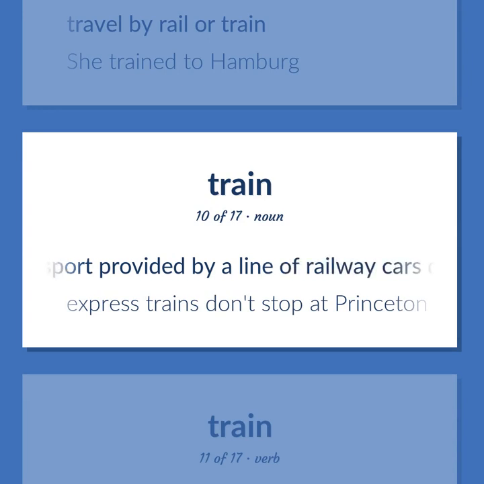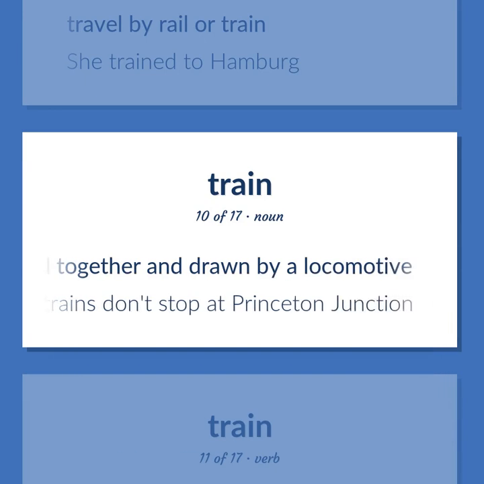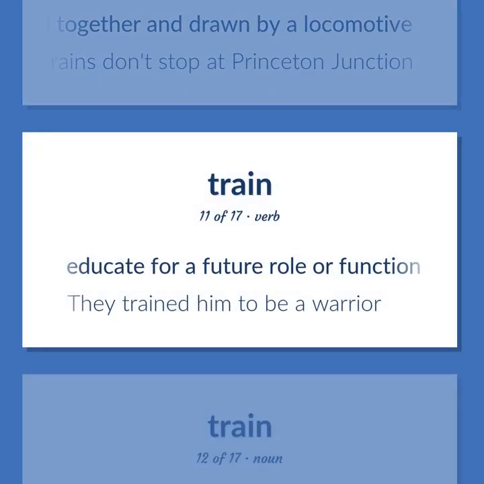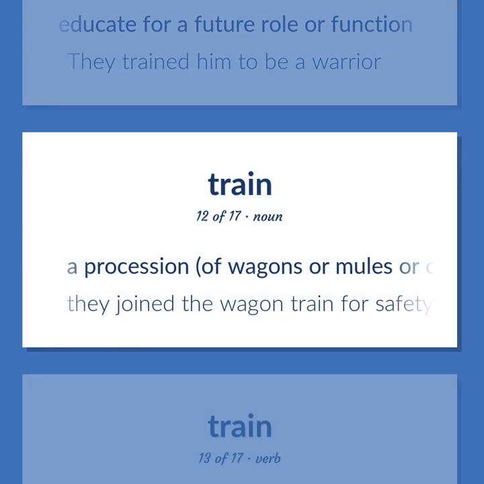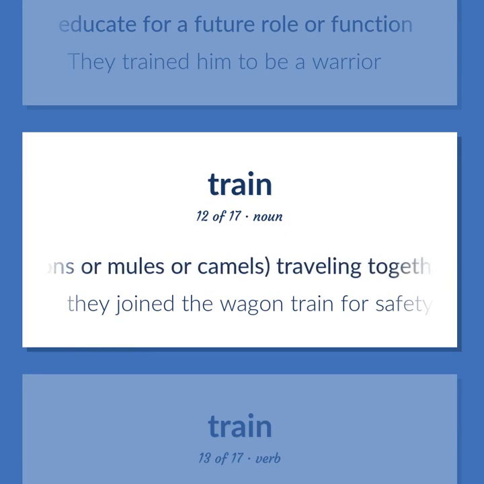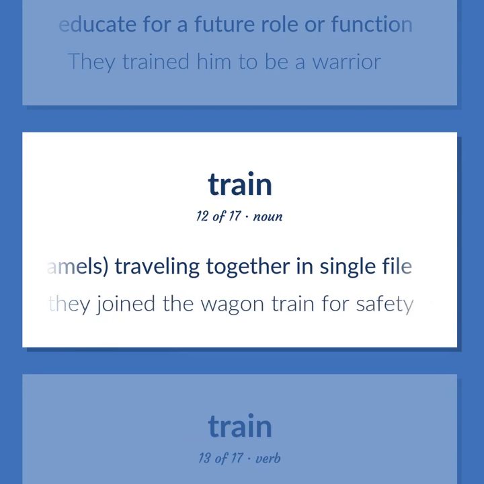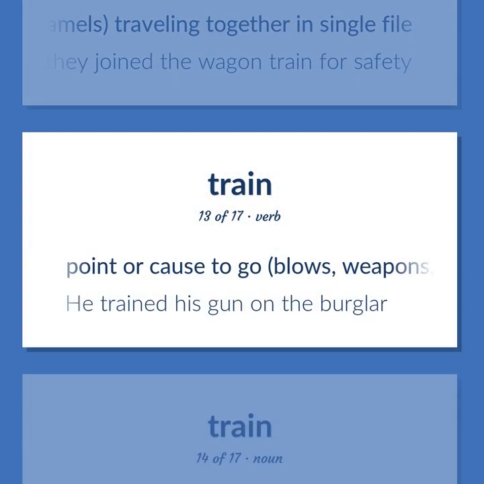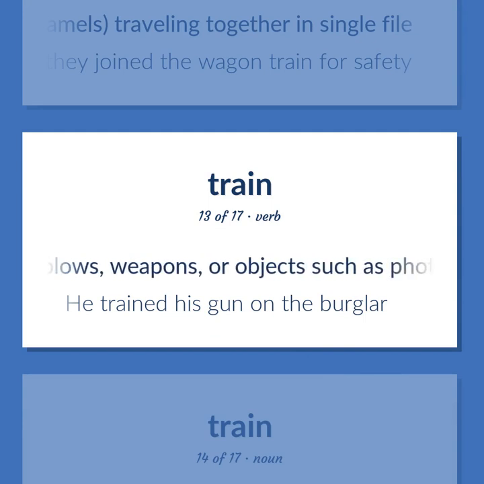Public transport provided by a line of railway cars coupled together and drawn by a locomotive. Express trains don't stop at Princeton Junction. Educate for a future role or function. They trained him to be a warrior. A procession of wagons or mules or camels, traveling together in single file. They joined the wagon train for safety. Point or cause to go, blows, weapons, or objects such as photographic equipment, towards. He trained his gun on the burglar.